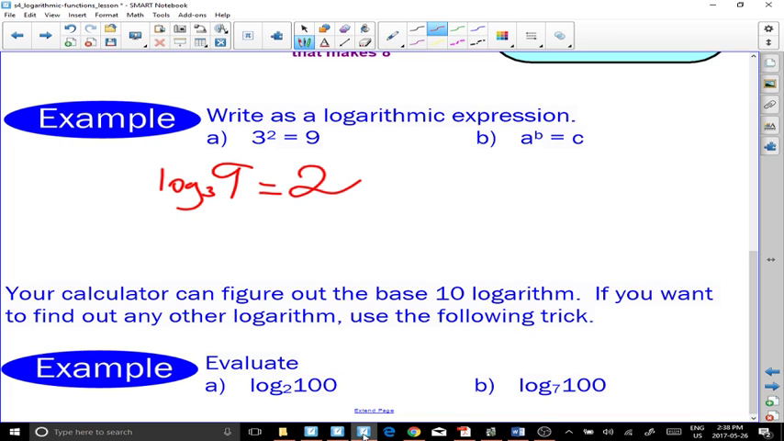Now we're going to kind of spice it up again. We're going to say a to the exponent b equals c. What's the base? It's a. So the base is the same when we write it out as a logarithm. So it's going to be the log base a of what? C, and that's going to equal b.